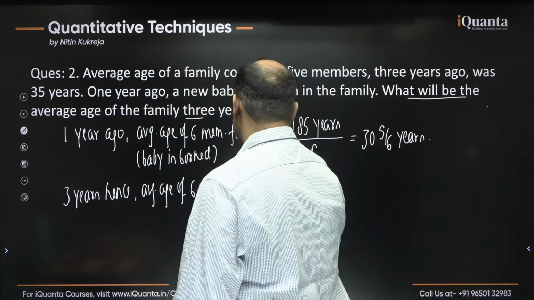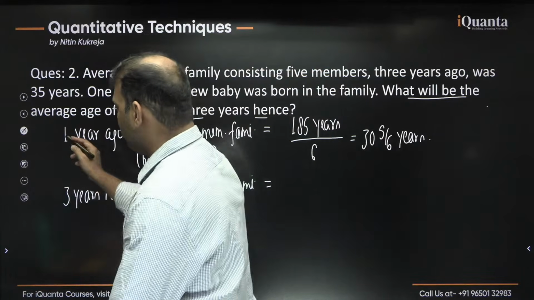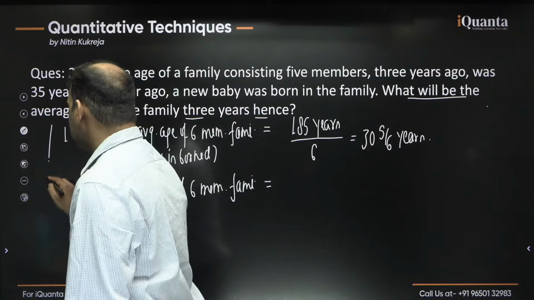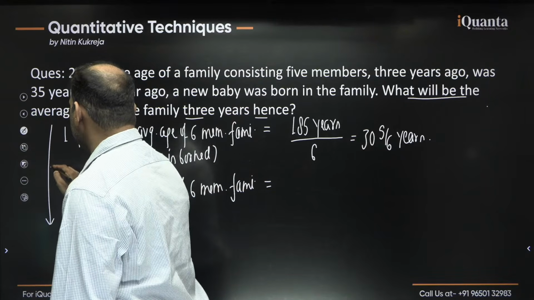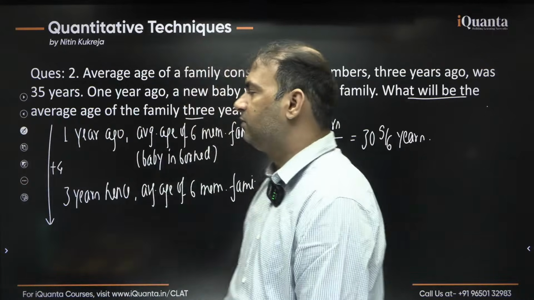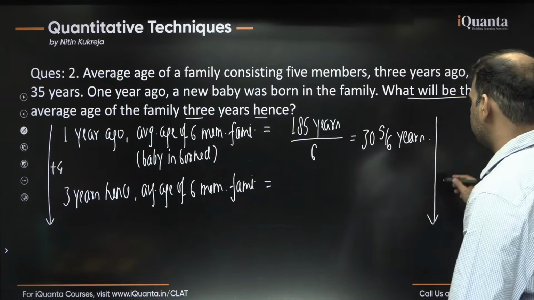Okay guys, the people are not changing, right? Only the time is changing. So from 1 year ago to 3 years hence, we are moving 4 years into the future. That means the average age must increase by 4 years as well. The average age must increase by 4 years.